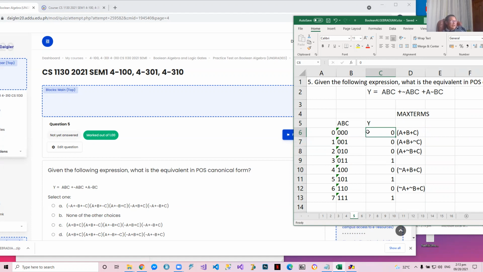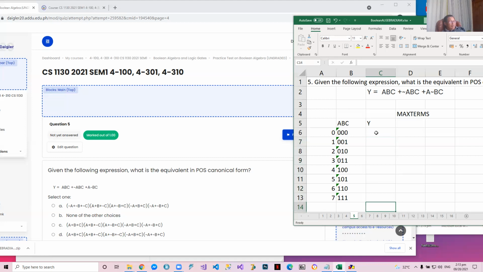Let me just erase this solution. It was an existing solution. Let's look closely. ABC is a min term. Not A, B, C is another min term. A, not B, C is another min term. So all of them are min terms. We don't have to create the circuit because we know that all of them are min terms. You only need to create the circuit if you're looking for min terms. But this time the min terms are known.